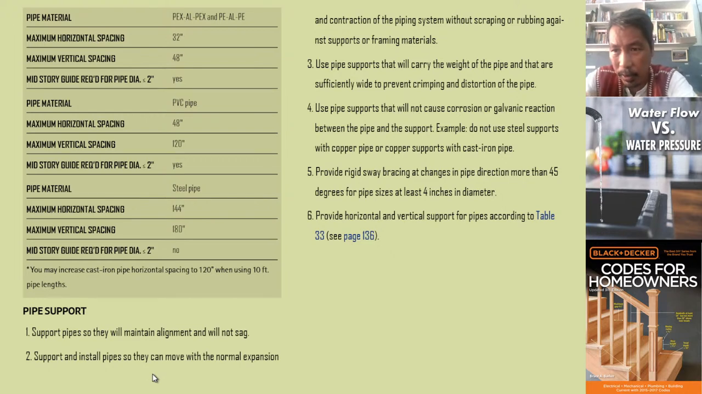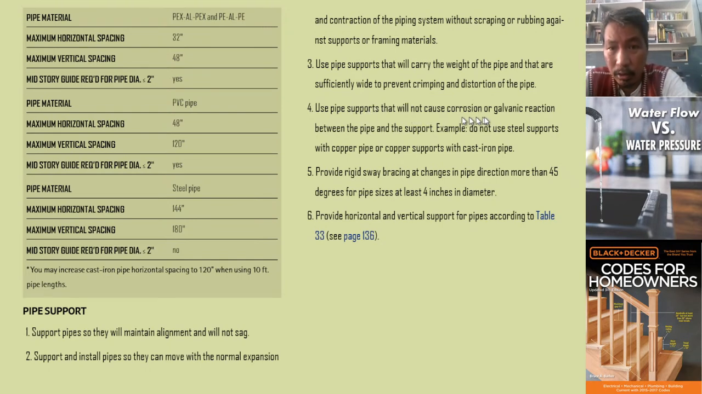Sag meaning it will be deformed like this. Okay, support and install pipe so they can move with the normal expansion. We need support. If there is normal expansion, it would be okay because there is a support. Contraction or expansion. Number three, use pipe supports that will carry the weight of the pipe. So we need something to support not only the pipe but the water inside the pipe.